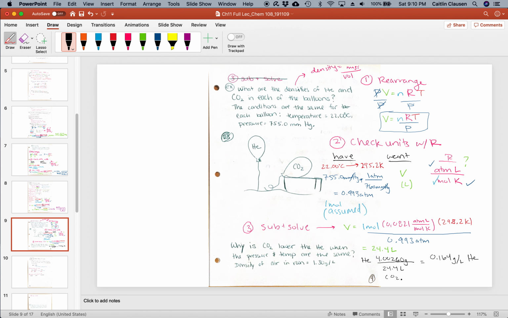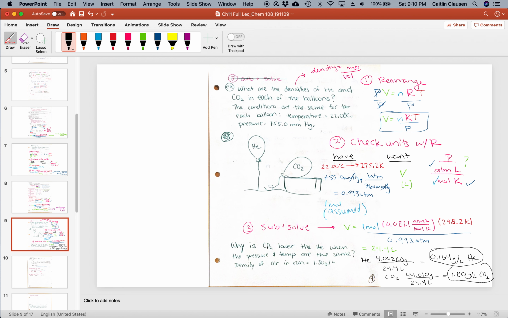For CO2, if I calculate the molar mass, that's 44.010 grams. Divide that by the liters that I just calculated from the ideal gas equation, and that gives me 1.080 grams per liter CO2. And that is the end of this question. Calculated the volume of each of the gases in each of the balloons.